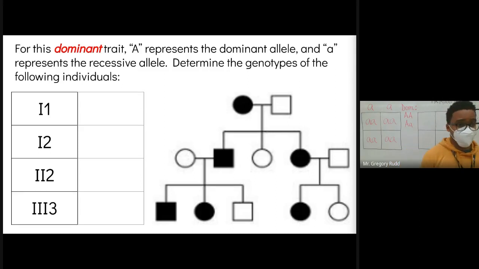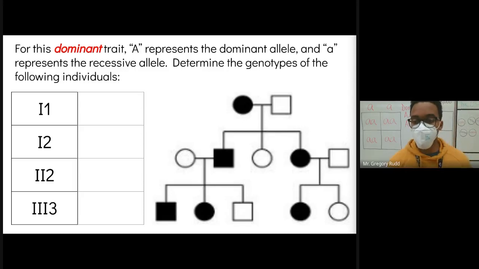Some of them are affected, and one of them is not affected. There's a circle in the middle of generation 2 who must be the daughter of that person, I1, and that person is not affected. So this is why I drew 2 Punnett squares.